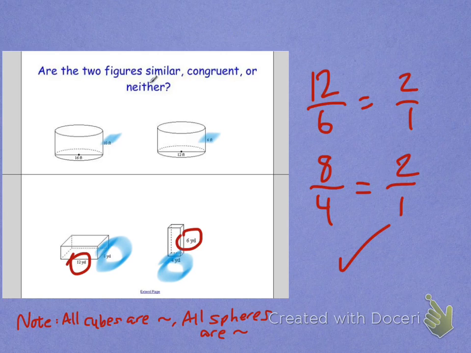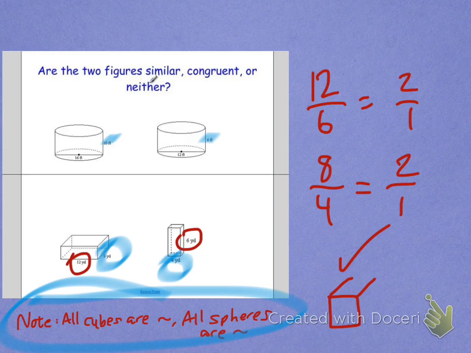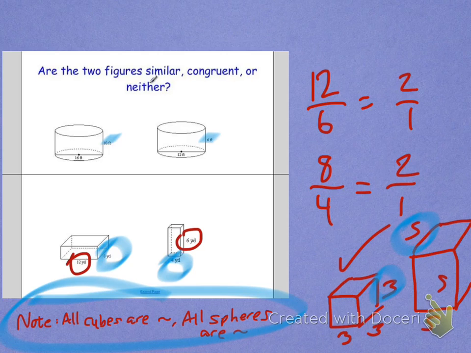Anyway, just a note at the bottom, we're noting that all cubes are similar and all spheres are similar. All cubes are similar because, if this is a cube of length, let's say 3 by 3 by 3, and this one is 5 by 5 by 5, then the ratio for all corresponding sides would just be 3 to 5, 3 to 5, 3 to 5. And that's just using 3 and 5. I could have used x and y. It doesn't matter, it's always going to be x to y. And you can do the same thing for spheres.